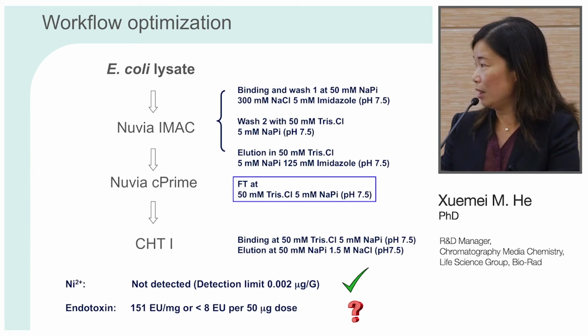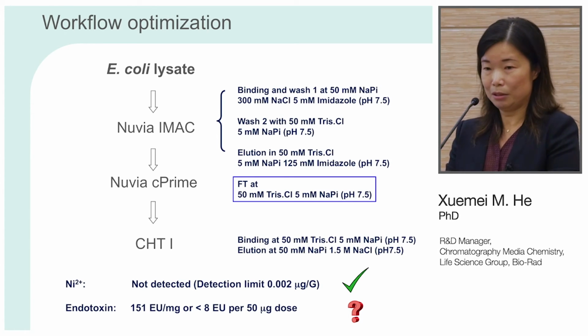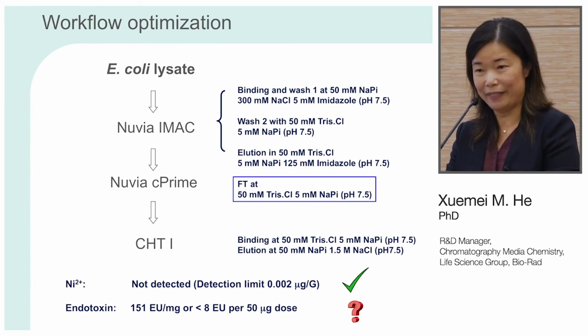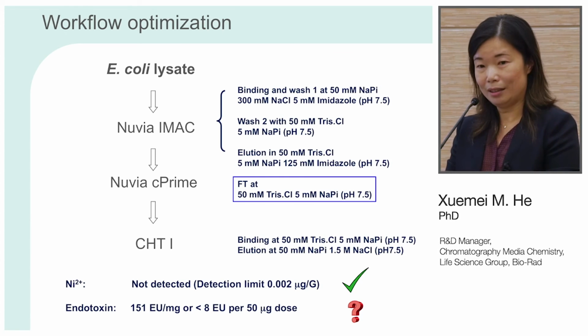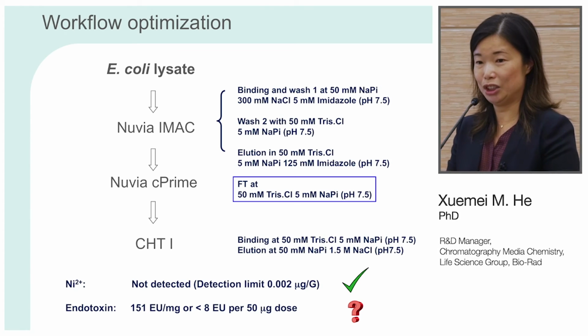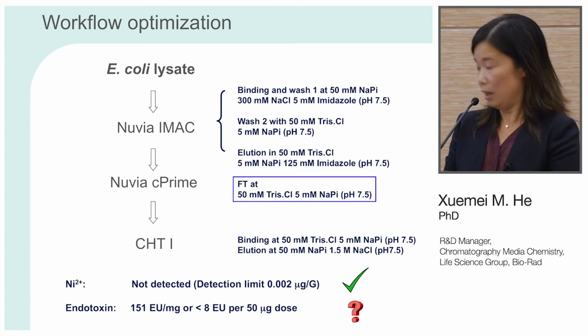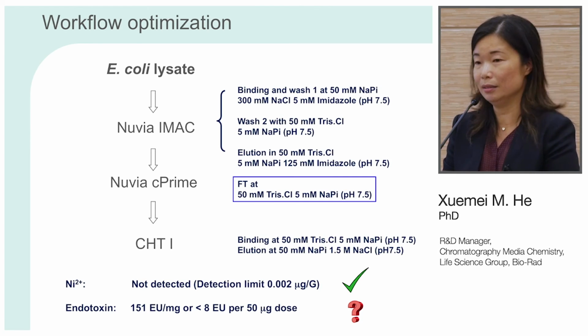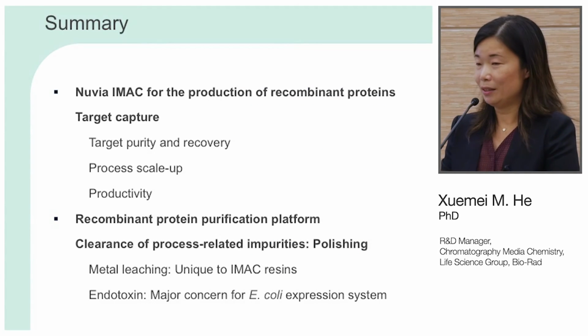And then for the endotoxin removal, I would like to put a question mark here. So if we assume this is a molecule to be used as a vaccine, with this kind of endotoxin level for a 50 microgram dose of vaccine, it's way below FDA's limit, I believe it's 350 EU per 50 microgram dose for a 70 kilo human body. But if we are using this to purify injectable proteins, then I would like to further improve the endotoxin clearance efficiency. So now I want to conclude my talk.